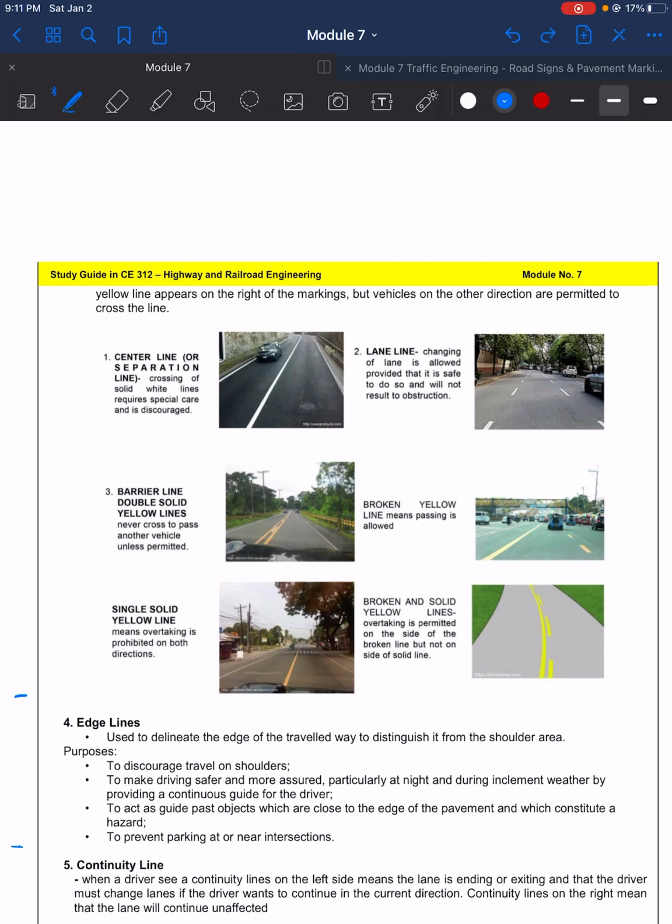Then broken and solid yellow lines. Overtaking is permitted on the side of the broken line but not on the side of the solid line. So kung yung vehicle mo is nandito sa side na to, since nasa kanya yung broken line na yan, so it is permitted to overtake. But as for the vehicles on this lane, well, hindi siya, since solid line ang nandito, hindi siya pwedeng mag-overtake dyan.